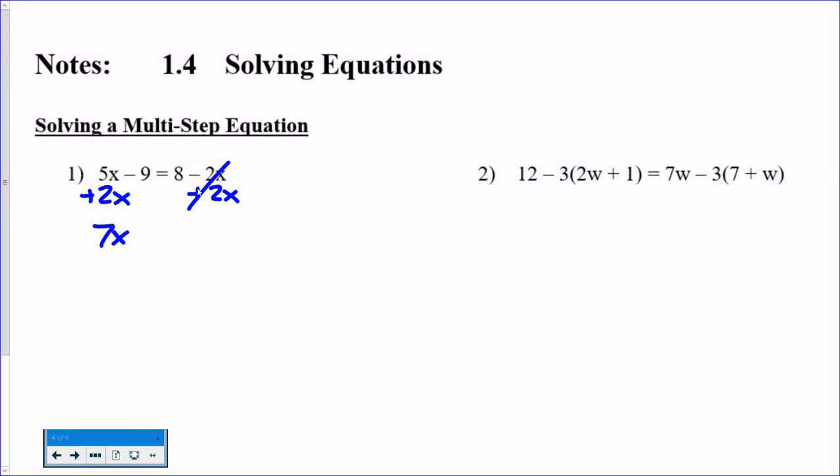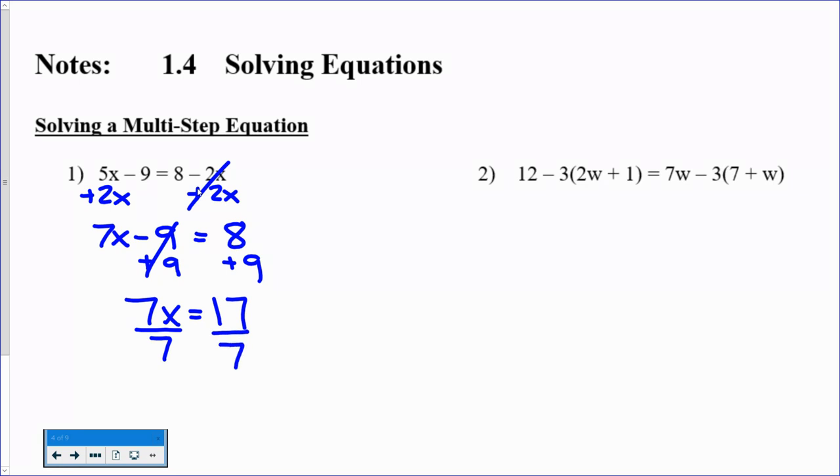Now I have 7x. Still the minus 9 on the left would equal 8. And then I will go ahead and continue to now get x all by itself. So I need to undo that minus 9 and add 9 to both sides. So 7x would equal 17. And then I will divide by 7. Now you'll probably notice 17 divided by 7 is not a nice number.